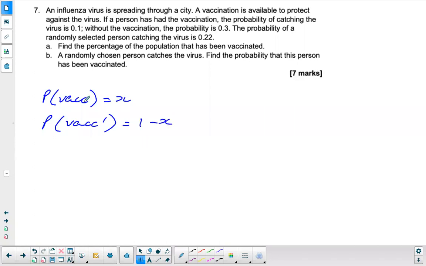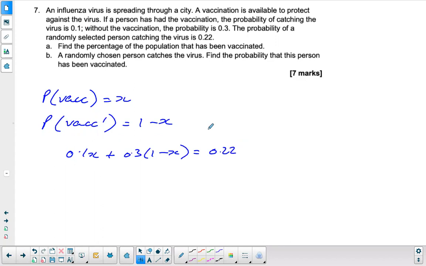So from that we can form that if the probability of catching the virus is 0.1 if vaccinated, so 0.1 X plus 0.3 times 1 minus X is equal to 0.22.